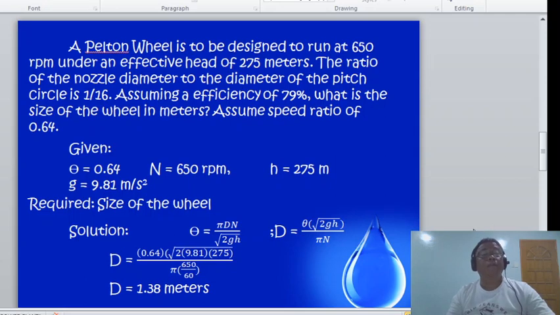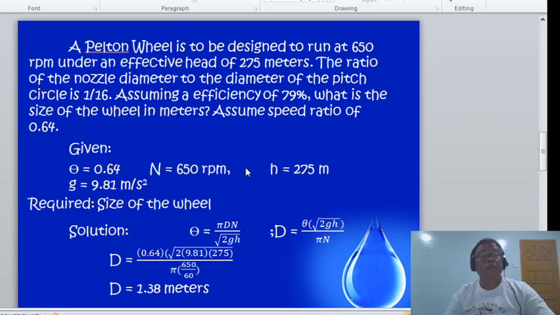Another problem: a Pelton wheel is to be designed to run at 650 rpm under an effective head of 275 meters. The ratio of the nozzle diameter to the diameter of the pitch circle is 1/16. Assuming an efficiency of 79%, what is the size of the wheel in meters? Assume a speed ratio of 0.64. Okay, so this is the peripheral coefficient, 0.64. The speed is 650, total head 275, and gravitational acceleration is 9.81 meters per second squared.